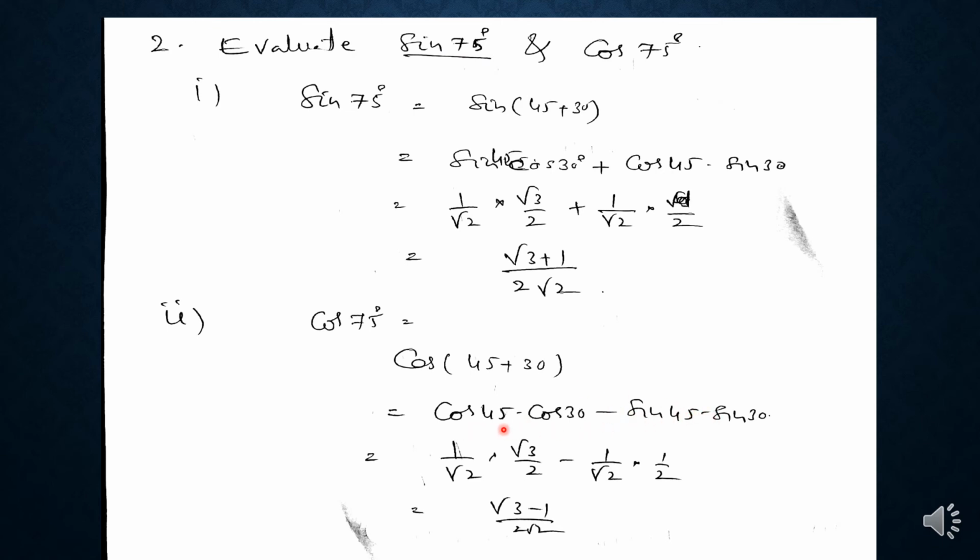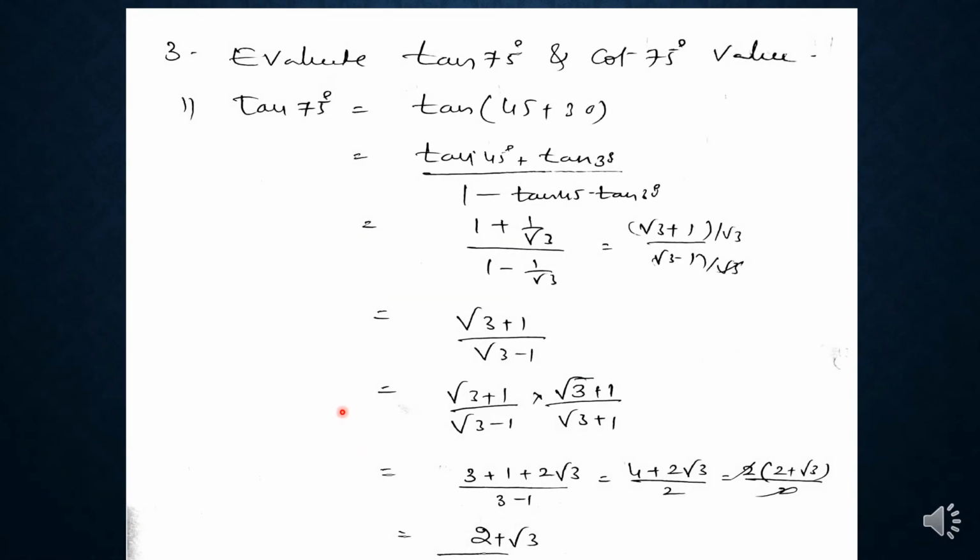That is cos 45 is 1 by root 2 into cos 30 is root 3 by 2, minus sin 45 is 1 by root 2 into sin 30 is 1 by 2. So that is root 3 by 2 root 2 minus 1 by 2 root 2, that is root 3 minus 1 by 2 root 2. So sine 75 degrees value is root 3 plus 1 by 2 root 2 and cos 75 degrees value is root 3 minus 1 by 2 root 2.